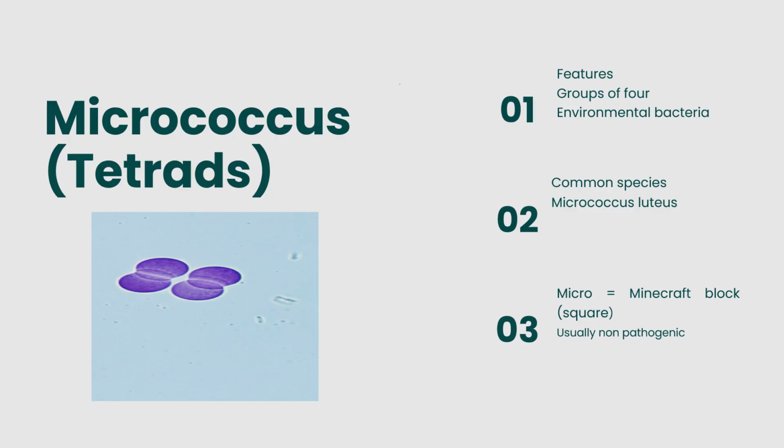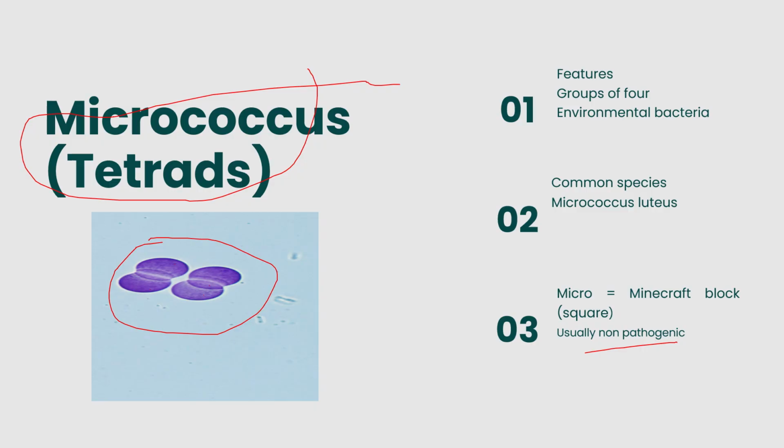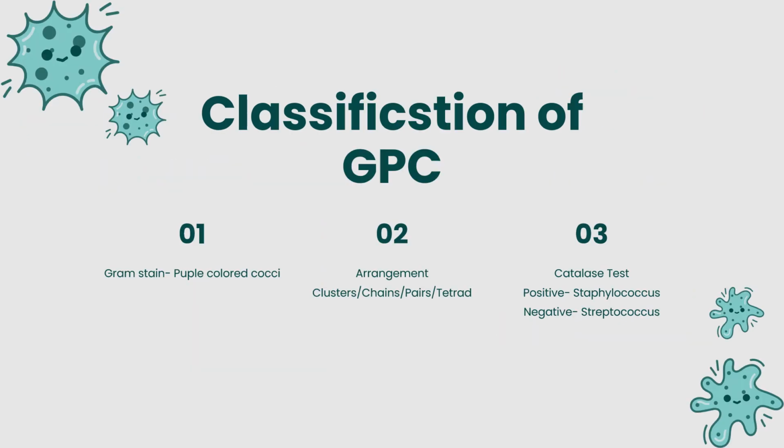Now, micrococcus. Micrococcus is not very important clinically because they are usually non-pathogenic. These are environmental bacteria. They appear in the form of a tetrad. Tetrad means four bacteria lying next to each other to form a square-shaped appearance. Okay, so these are usually non-pathogenic. The common organism in this category is Micrococcus luteus, but it is usually an environmental bacteria.